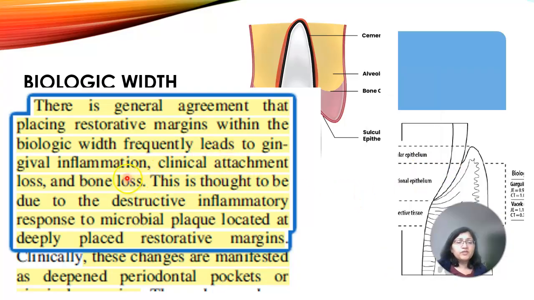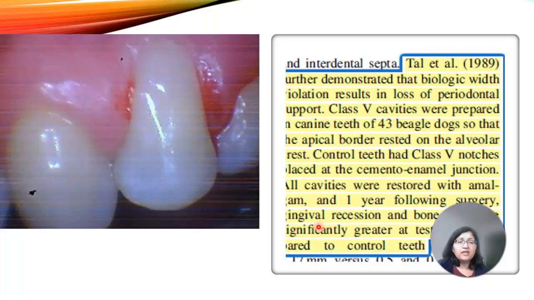It leads to gingival inflammation, attachment loss, and bone loss. This is because of the destructive inflammatory response to microbial plaque, which is located at deeply placed restorative margins. That is what we were showing in the picture before: when the margins of the crowns, or even restorations, are placed subgingivally and the distance between the margin of the restoration or crown and the bone is less than 3 millimeters, that means you violated the area where the epithelium and connective tissues were supposed to be. Because of the plaque and everything, there is an inflammatory reaction happening.